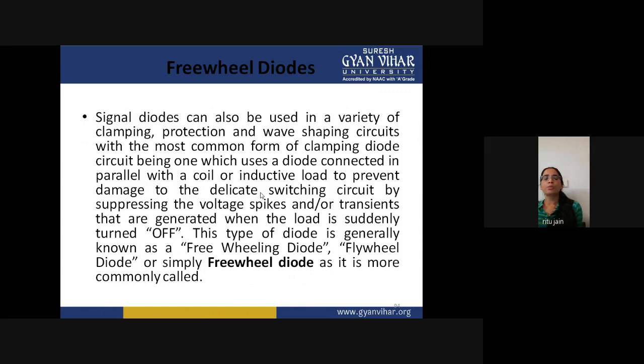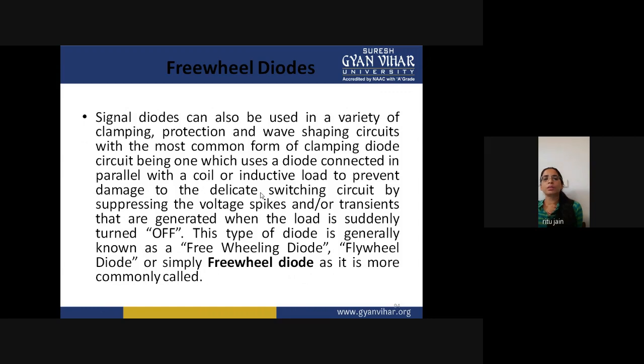There will be some voltage spike which will appear across the inductor. To protect this inductor from that voltage spike, so that it does not get damaged, what we do is connect a diode across the inductor. So when a sudden current change occurs, the energy which is stored in the inductor is going to dissipate through the diode. That is basically your freewheeling diode, and you can use a signal diode as a freewheeling diode.